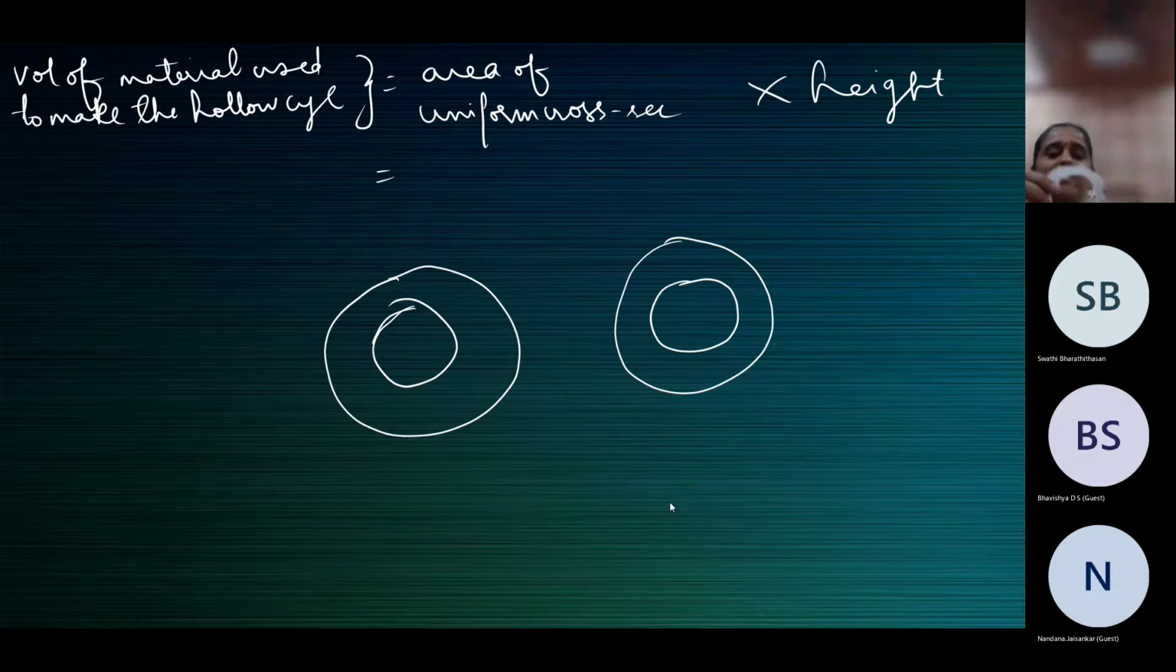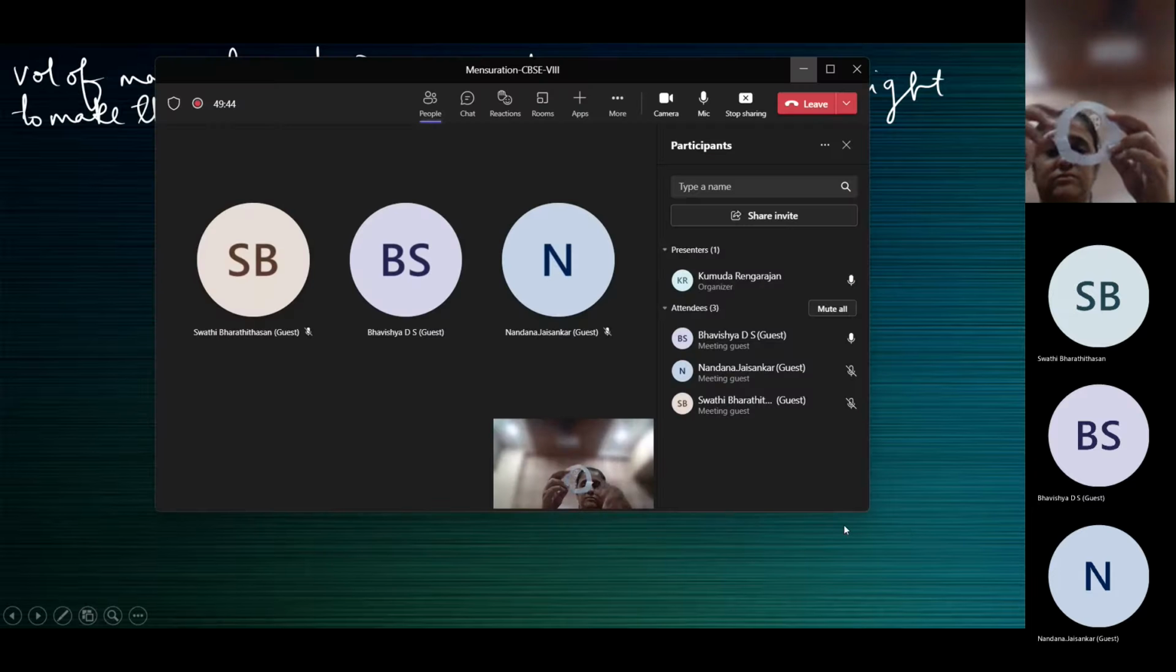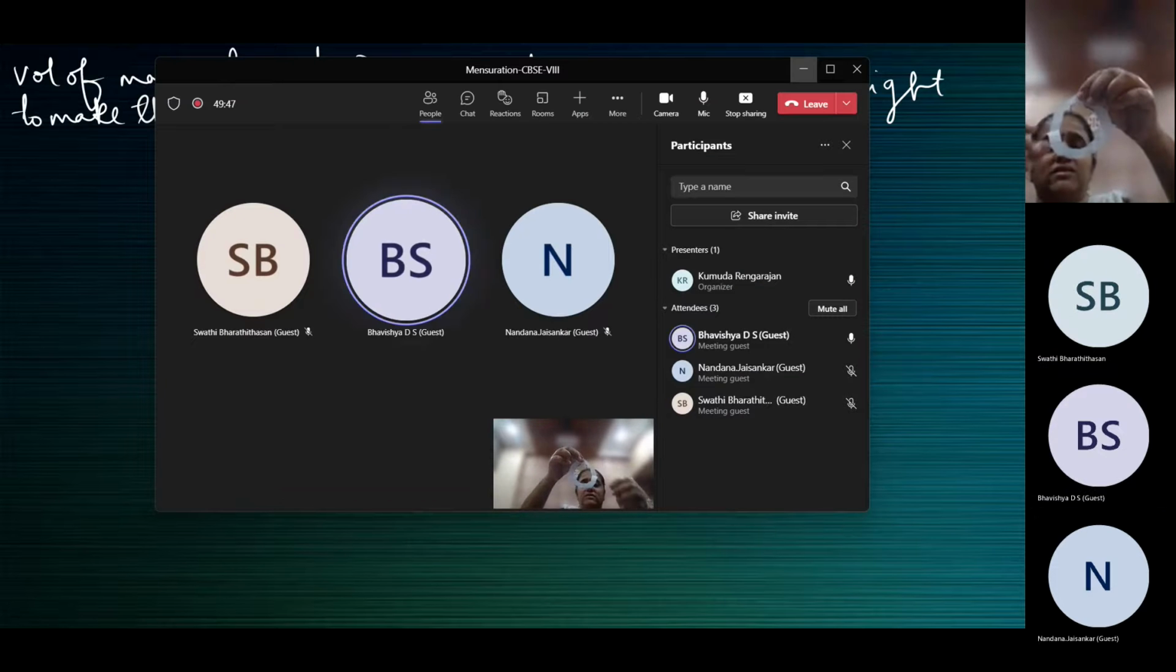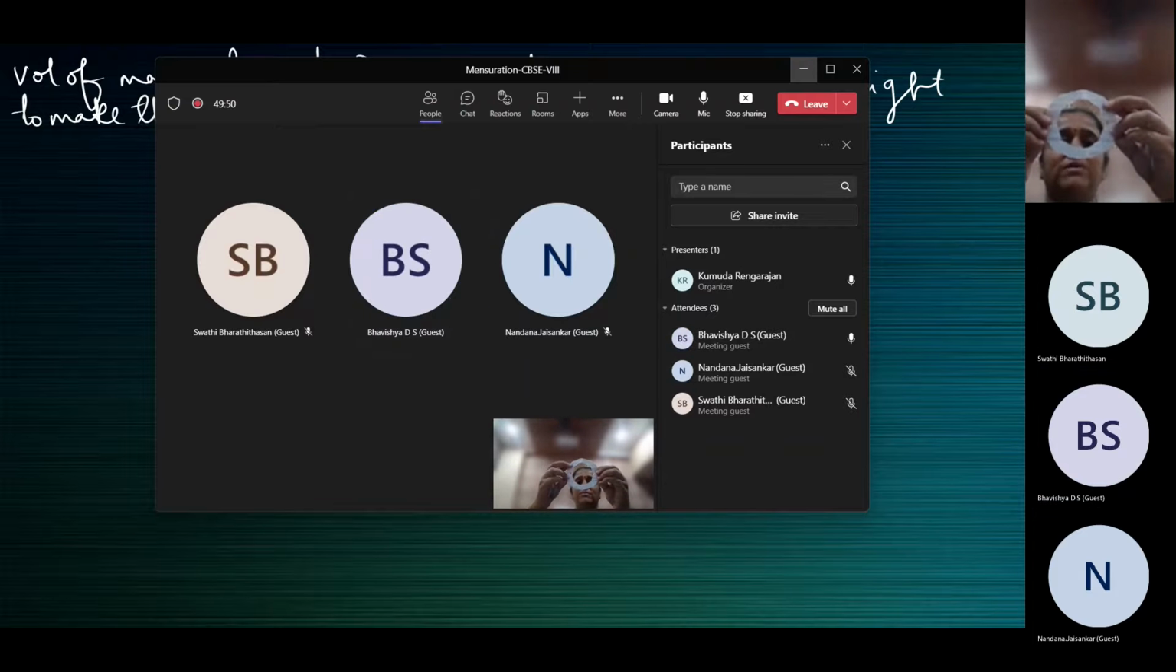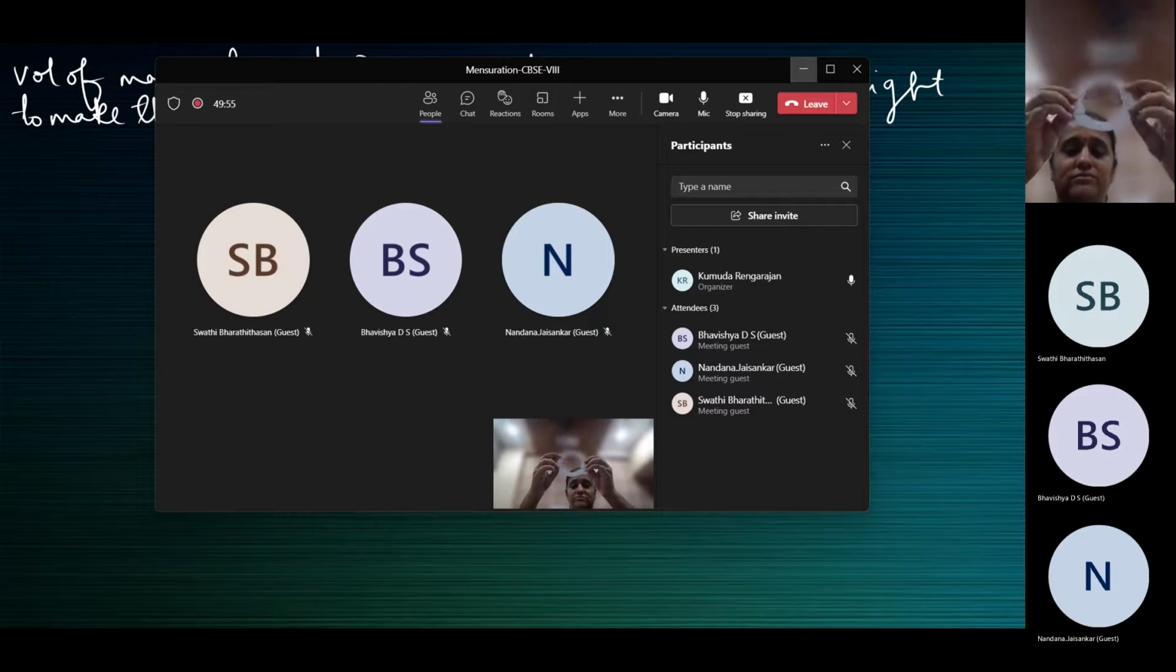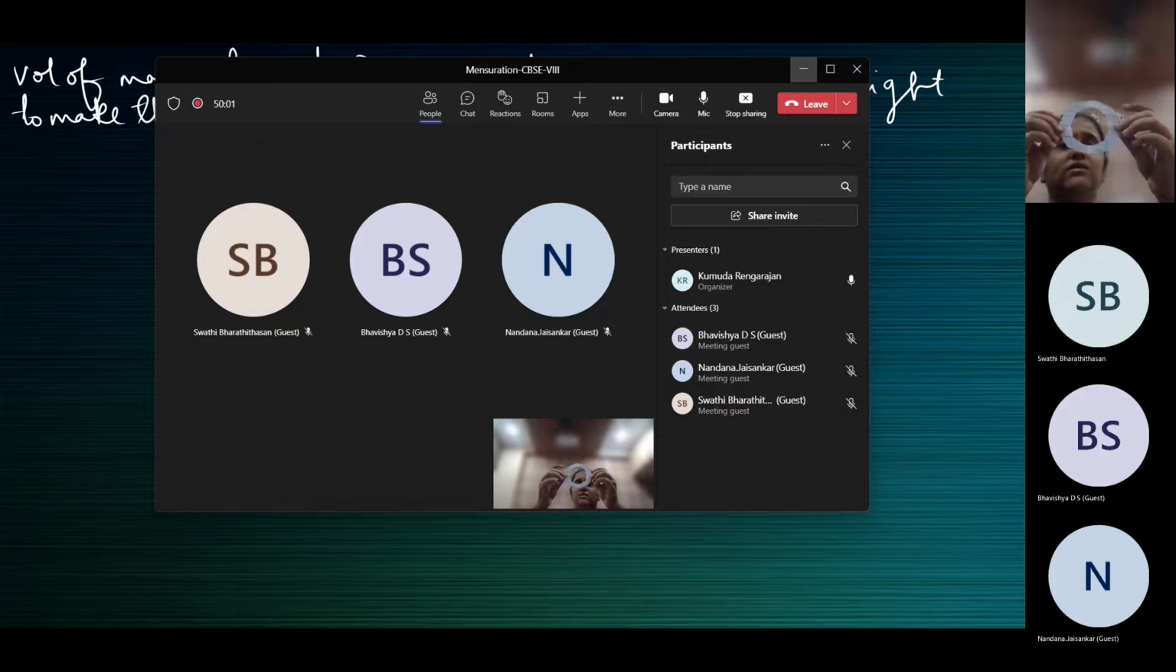Children, see, I have not used a scissor. I've just cut using my hand, so you can get an idea, definitely. Can you see? See, I made this from a paper. You can see the outer circle. You can see the inner circle. Can you see the outer circle and inner circle?